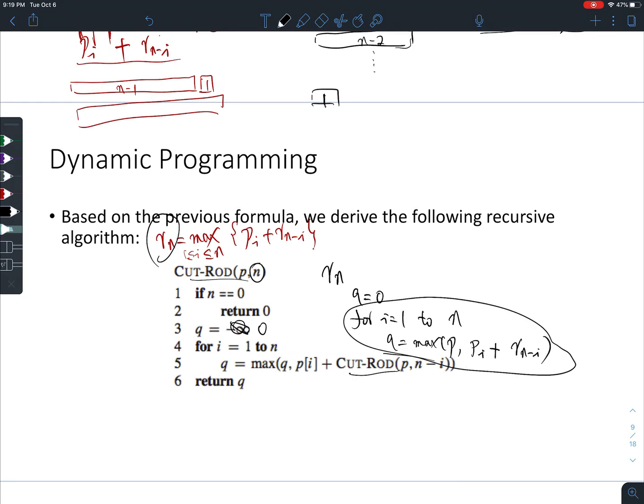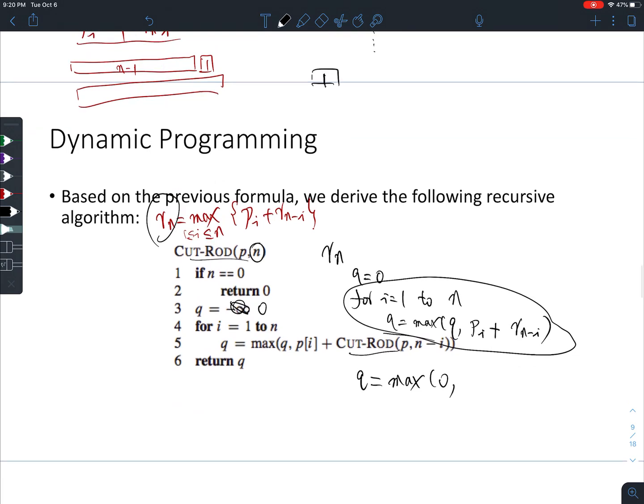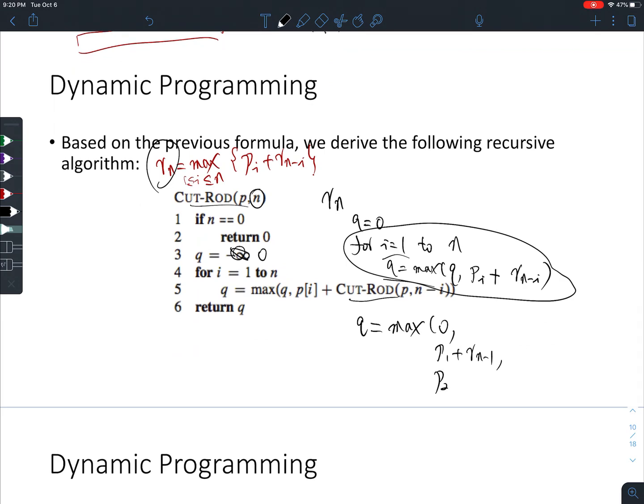This is like a mathematical equation, and for some of you it may look very strange, but I'm just going to expand this for loop. Q is the max between its initial value, which is 0, because we have Q as 0. Let's first check what if I equals 1: we have P1 plus Rn minus 1. When I is 2, in another iteration, it is P2 plus Rn minus 2, etc. At last it will reach Pn plus R0.